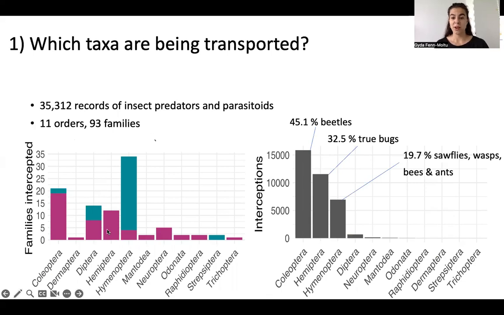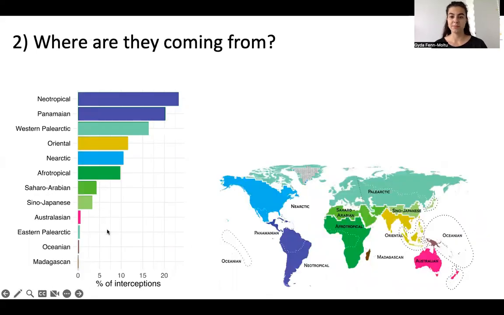The next question is, where are all these insects coming from? Turns out the majority of them arriving in the US came from the Neotropical and Panamanian biogeographic regions, so moving within the Americas. And then there's also a whole lot arriving from the Western Palearctic, or Europe, probably due to our long history of trade and colonization.